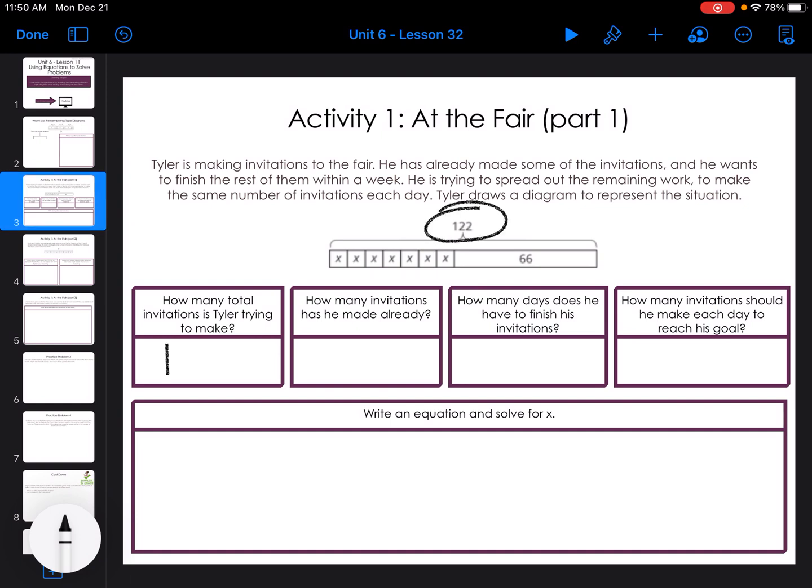Right there, 122. How many invitations has he made already? Right there, 66. How many days does he have to finish? 1, 2, 3, 4, 5, 6, 7, and there's 7 days in a week. So I should be good. How many invitations should he make each day to reach his goal?